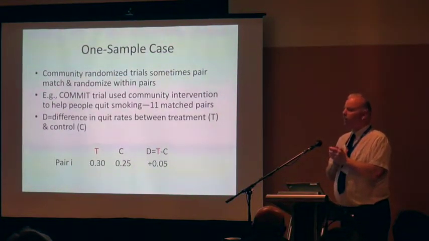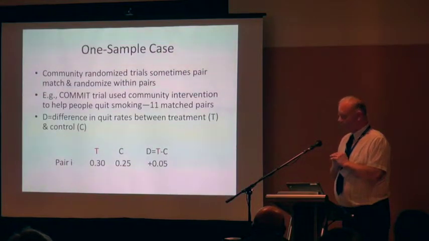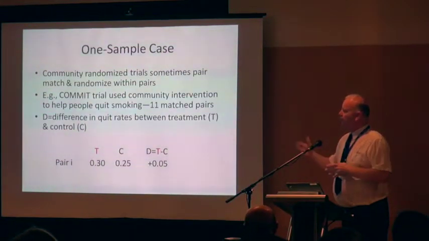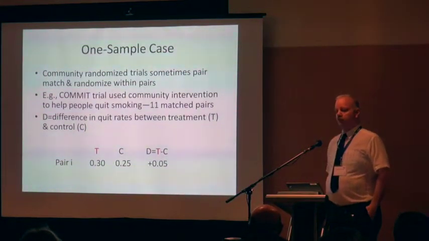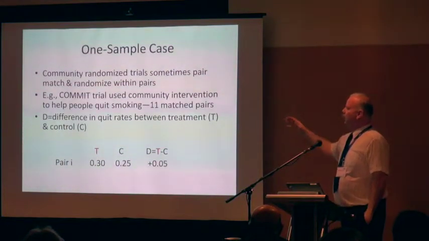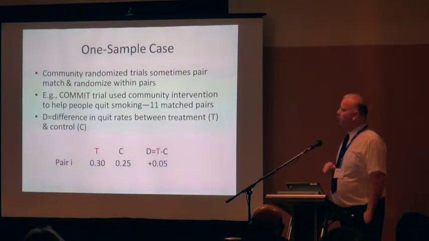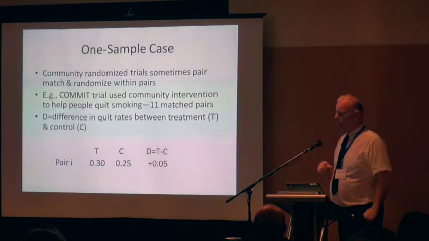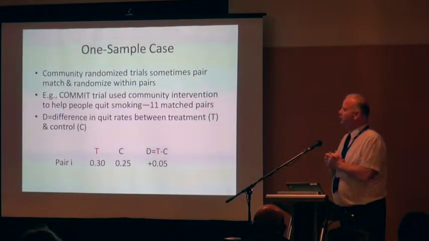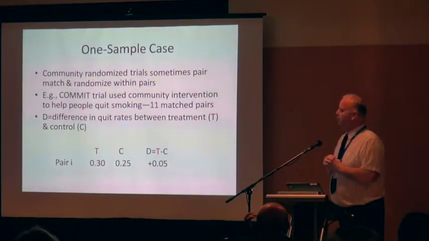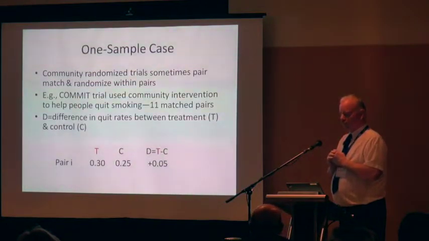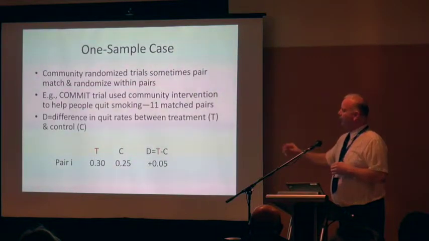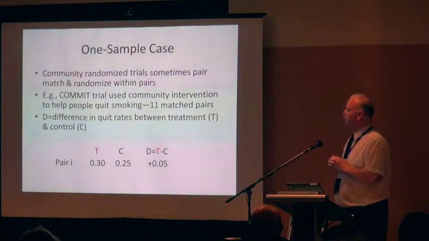And I'm going to start with the one sample case, and I think a good example might be some of these community randomized trials, a lot of which pair match communities, and then randomize one member of the pair to treatment and one to control. An example would be the COMMIT trial, which used a community intervention to try and help people quit smoking. And they had 11 matched pairs of communities.